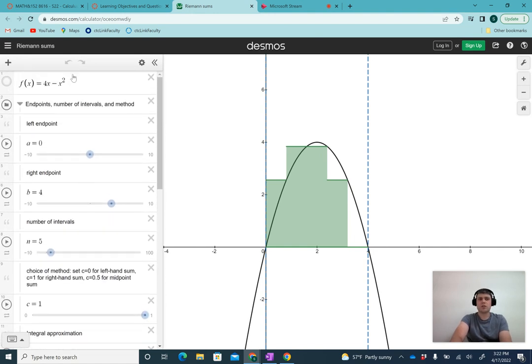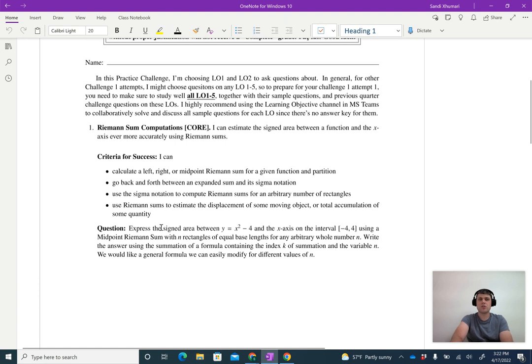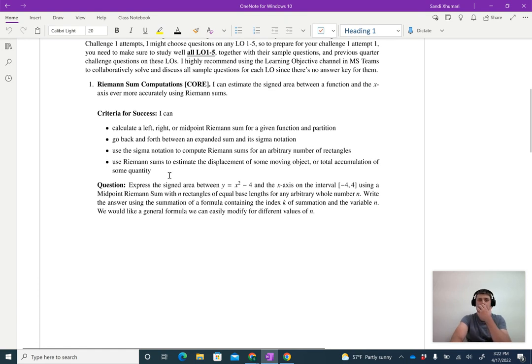Okay. So I want to work specifically on the practice challenge question that you had to do. That's to express the signed area between x squared minus 4 on this interval using a midpoint with n rectangles. So when you first look at this, you're like, okay, wait, n rectangles. So what is n? It could be arbitrary, right?